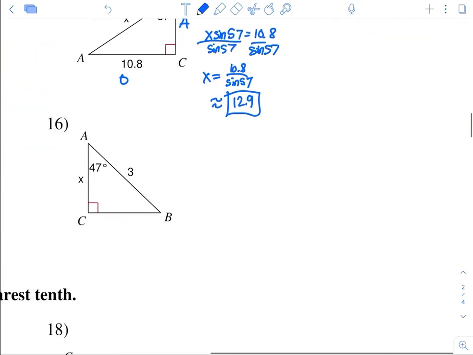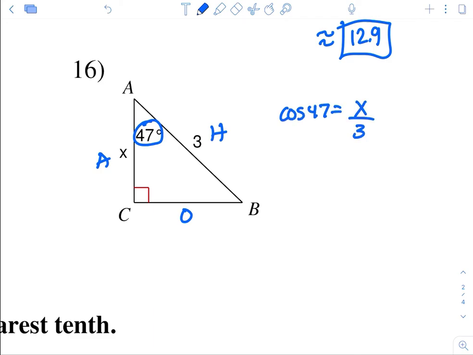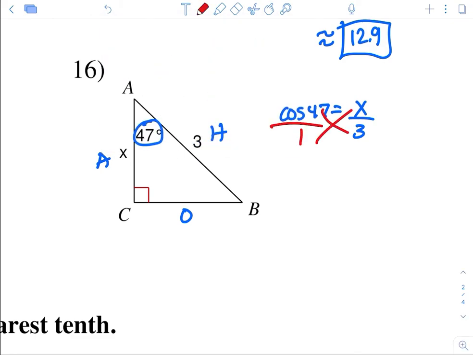And lastly, 16. In the perspective of this angle, this side's opposite, this side's adjacent, this side's hypotenuse. So we're going to be using A and H for cosine. So cosine of 47 is equal to x over 3. Put this over 1. Cross multiply. 1 times x is x. 3 times cosine 47 is 3 cosine 47, which is roughly around 2.0. So hopefully this helps you guys out, and good luck, okay?